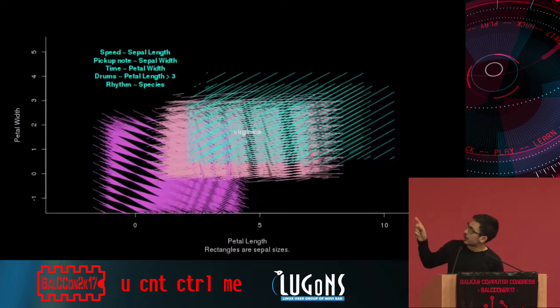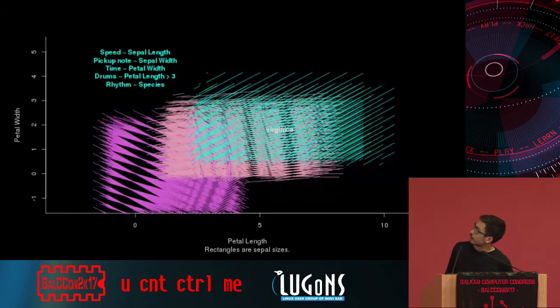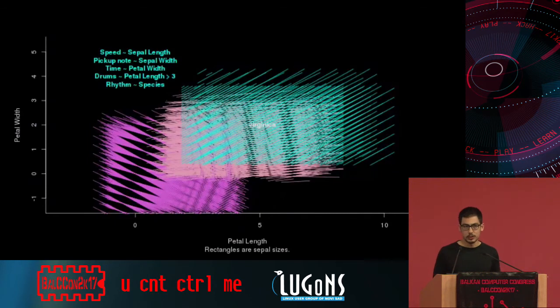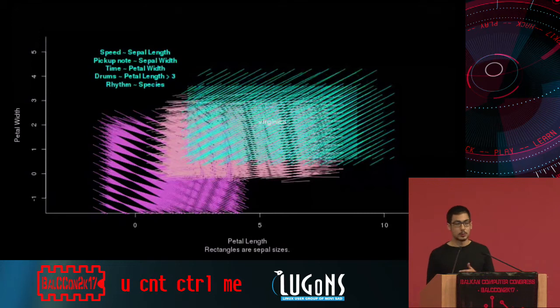So the drums turn on when the petals are very long. They're ordered by the petal width. The notes are faster when the sepals are long. The pickup note is a different pitch depending on the sepal width, and the rhythm depends on the species.